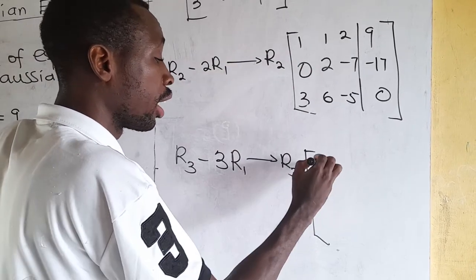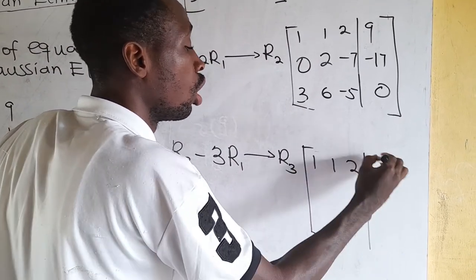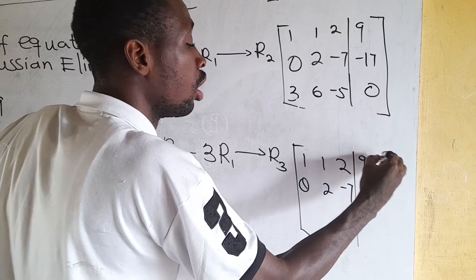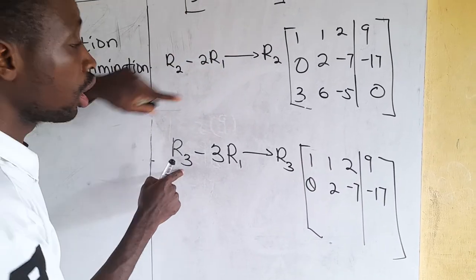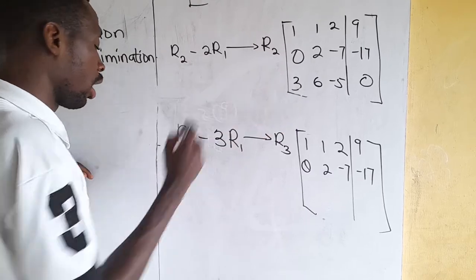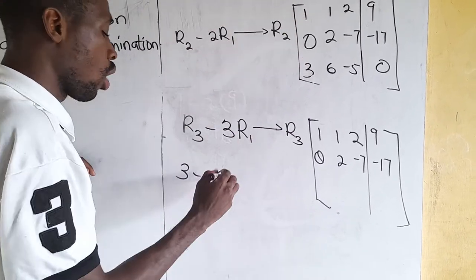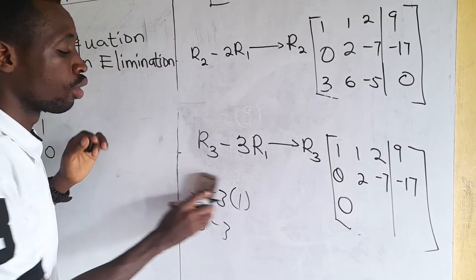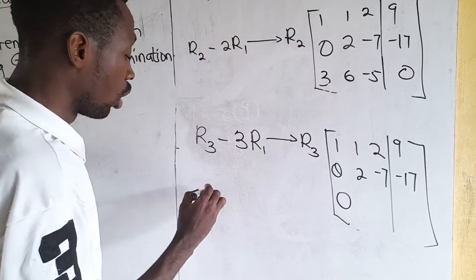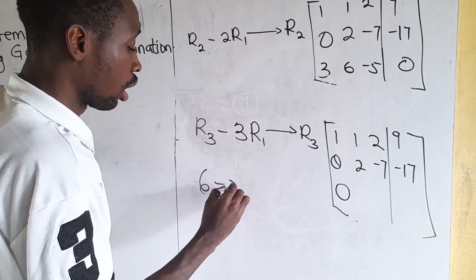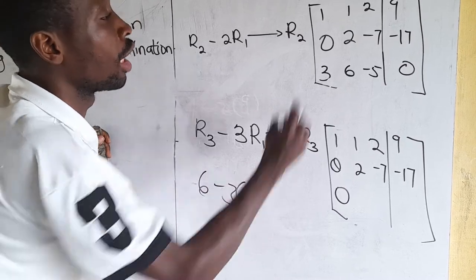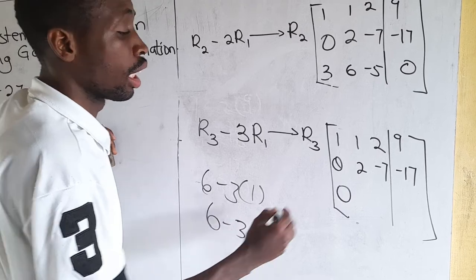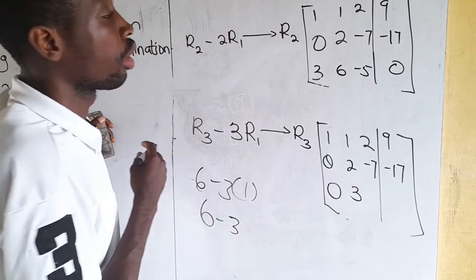So let's repeat the first and the second. 1, 1, 2, 9. Then 0, 2, negative 7, negative 17. So let the third one be affected. So we say 3, that's our R3 here, minus 3 times R1. R1 is 1. So 3 times 1 is 3. 3 minus 3 is 0. This becomes 0. Then we use this and this. So that will be 6 minus 3 times the 1. 3 times 1 is 3. 6 minus 3 is 3. So this place will be 3.